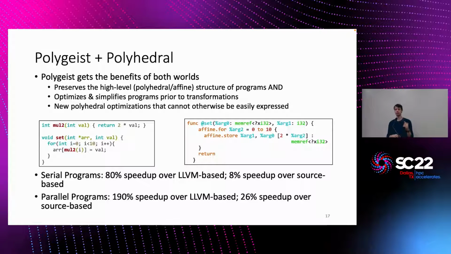On serial programs in particular, comparing against the LLVM compiler-based tool Polly, we get an 80% speedup. Comparing against source-level tools on serial code, on the high-level C and C++ IR, we're able to get an 8% speedup. Now, on the parallel programs, where we're also able to take the serial source code in and automatically deduce what parts are parallel, we get a 190% speedup over the IR-level tools and a 26% speedup over the source-based tools.